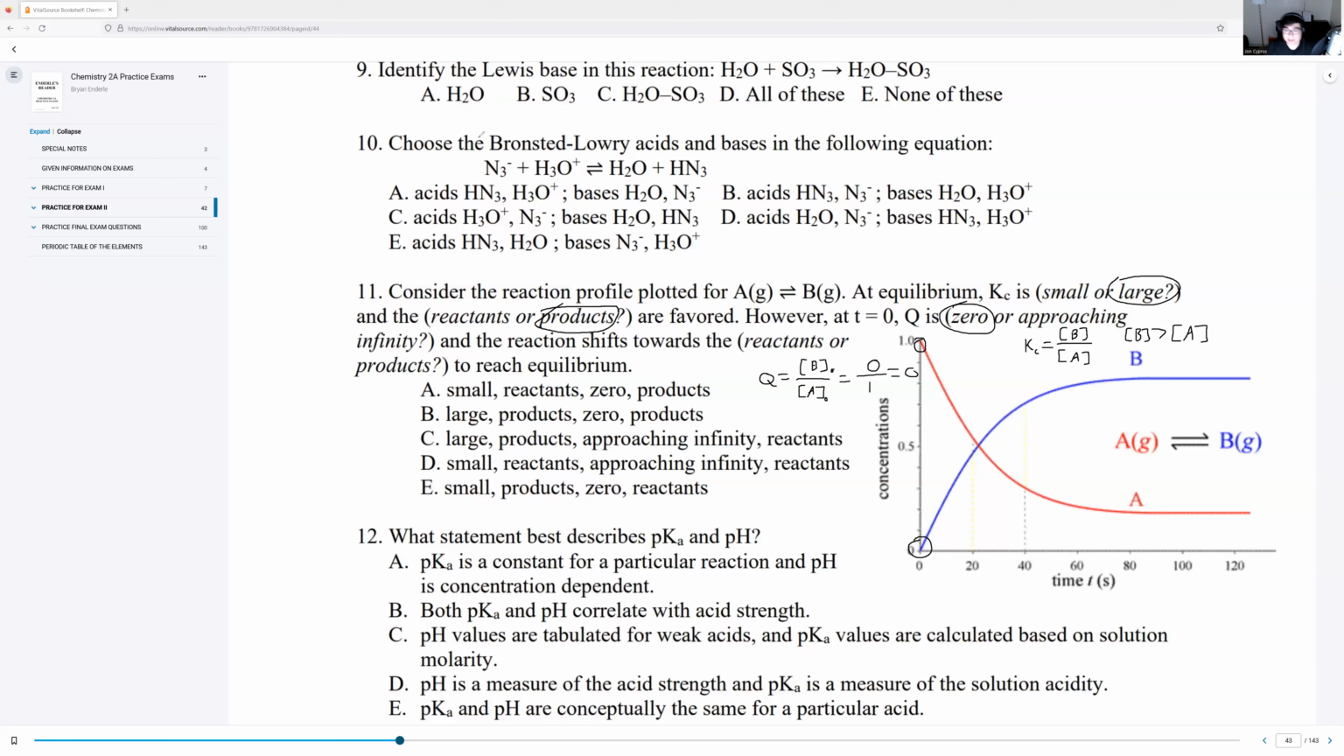So this is approaching 0 for Q, and the reaction is going to shift which way? Towards the reactants or products? Well, it's shifting towards the products. You can just see from this chart, reactants go down, A goes down over time. Also, you can do a Q comparison. You can say that Q is less than K, so the reaction shifts to the right. Now it's just a matter of looking for the right answer here. Large products, 0. Okay, so B. And that is it for 11.